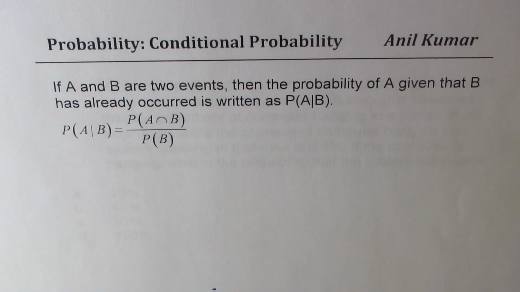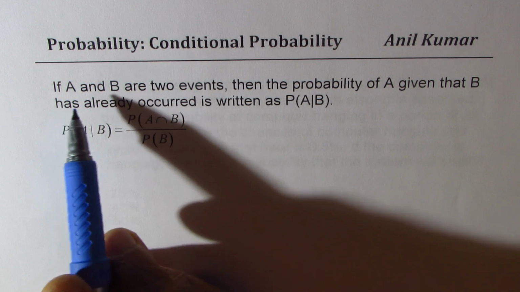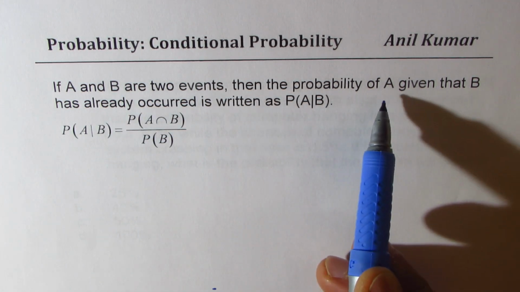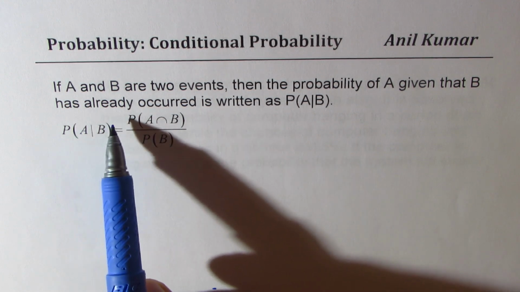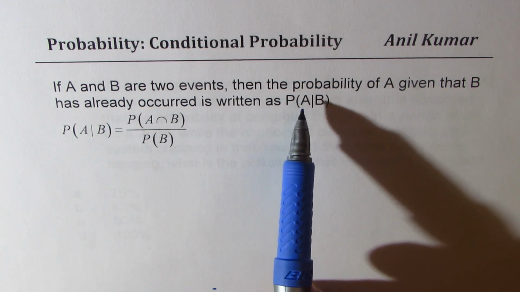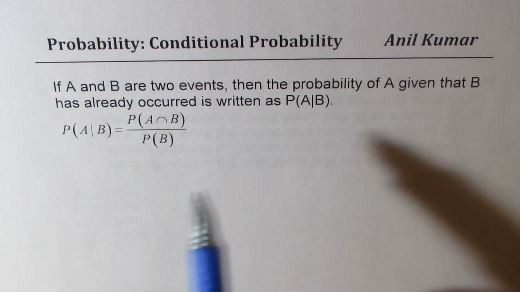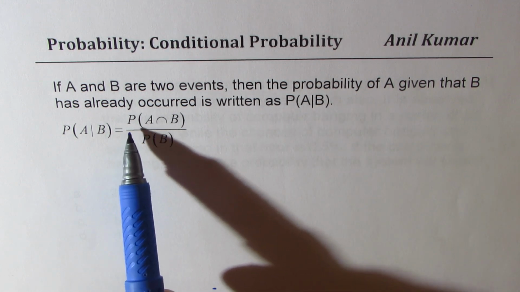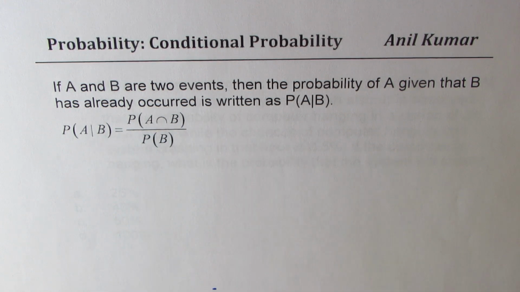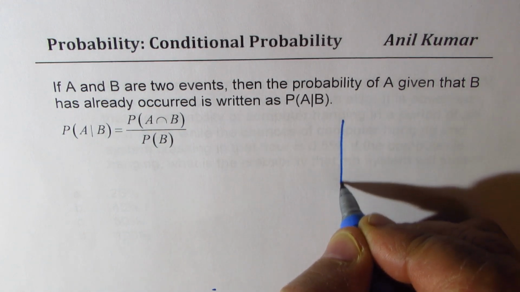Let us understand the formula for conditional probability first. If A and B are 2 events, then probability of A given that B has occurred is written as P(A|B), and is equal to probability of intersection of A and B divided by probability of B. Now let's look into this scenario.